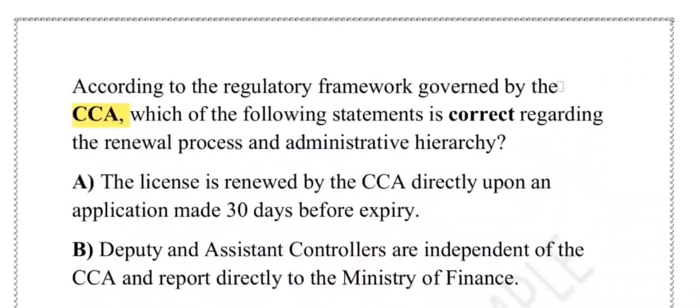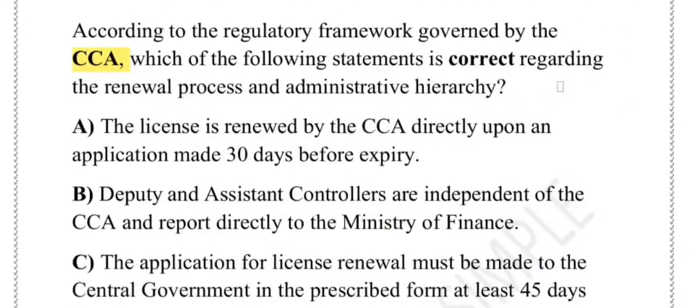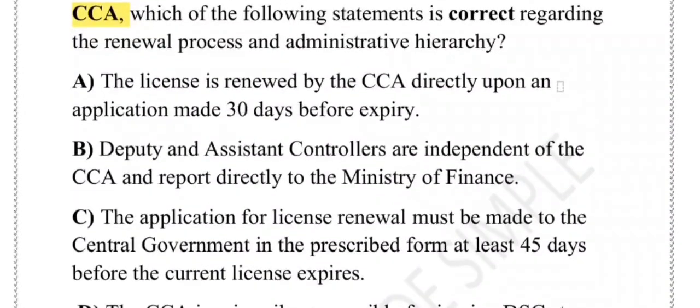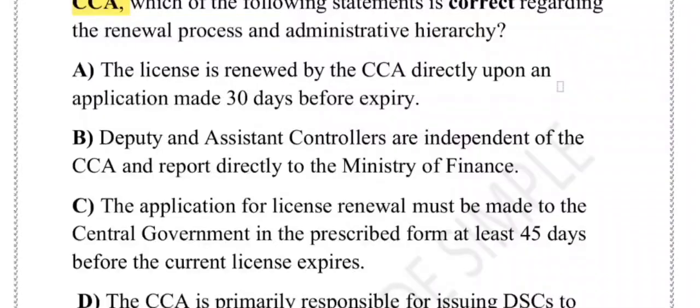Remember, the options they have given: the license is renewed by the CCA directly upon application made 30 days before expiry. Deputy and assistant controller are independent of the CCA and report directly to the Ministry of Finance. The application for license renewal must be made to the central government in a prescribed format at least 45 days before the current license expires. The CCA is primarily responsible for issuing DSC to individual bank customers or subscribers directly.